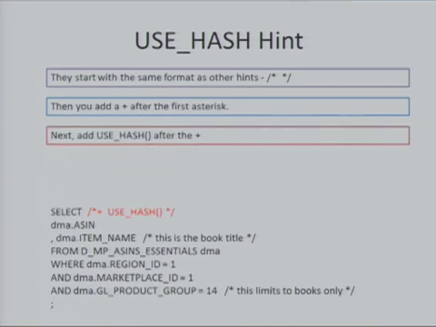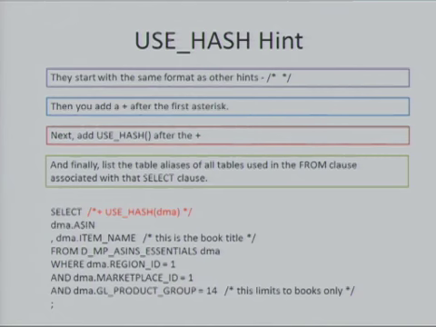And then the type of hint, use underscore hash, is followed, like almost everything else in SQL, by parentheses with important stuff put inside. In this case, we put all the table aliases inside the parentheses. So we look at our from clause. Our from clause has one table, DMP ASIN's essentials. We've aliased that as DMA, and so in our use hash hint, we put DMA.